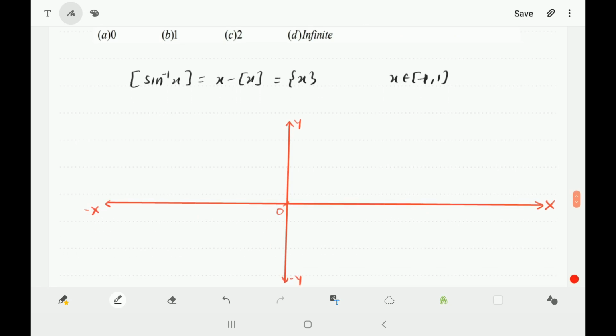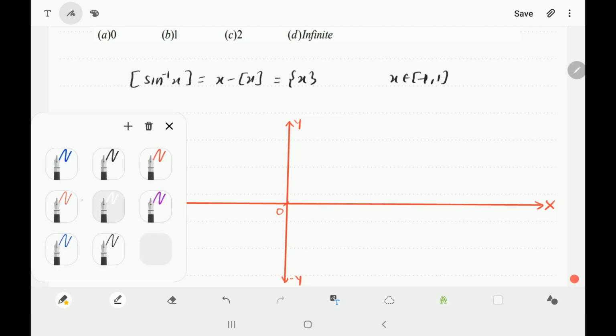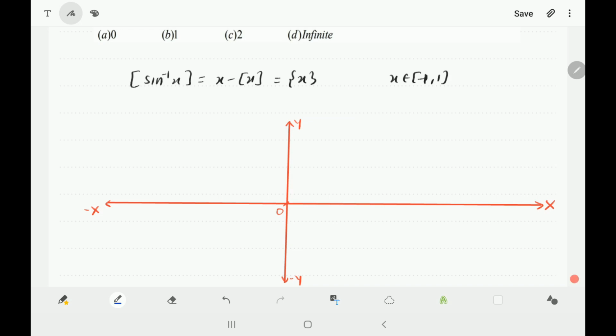So we will draw the graph of these two functions in closed interval minus 1 to 1. Because we have to find the number of solutions, we will find the number of points of intersection of these two curves. So let's draw the graph of these two functions. For sin inverse x, we already know the domain is minus 1 to 1. So here I will draw minus 1, here I will draw 1. Here let's say we have pi by 2, and here minus pi by 2.